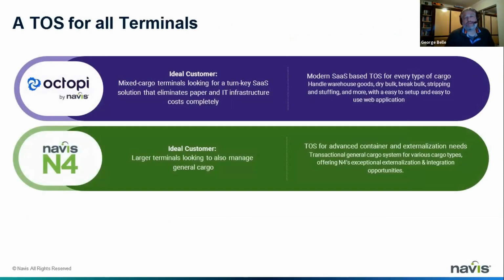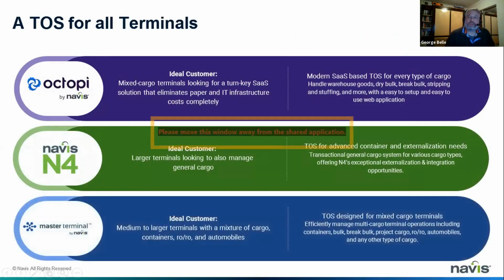We actually have 3 different TOS solutions at Navis. We have Octopi, which is like the Gmail for TOS. It's a lightweight, easy to deploy, quick to value TOS, designed for the most straightforward operations. We have N4, which is designed for complex container terminal operations that also do general cargo. We have Master Terminal, which is really good for mixed cargo environments that do RoRo and bulk and a lot of mixed cargo, and containers as well.